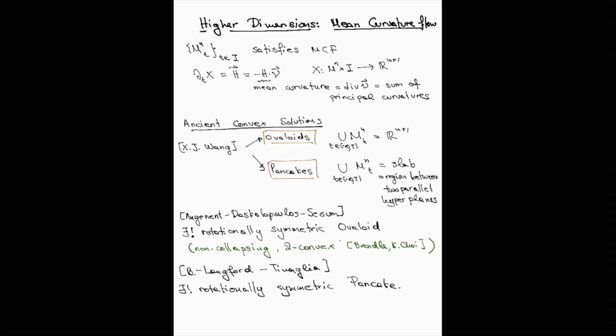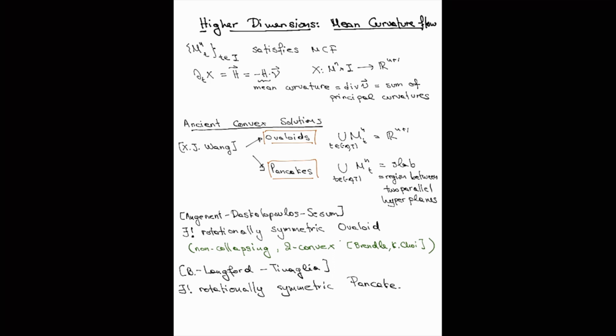For mean curvature flow, we can again look at ancient solutions. They have the same importance: they tell us how singularities look, and by this very nice theorem of Xu-Jia Wang, ancient convex solutions fall into two categories. There are the ovaloids, which are solutions that sweep up the whole space, and there are pancakes, which are solutions that lie in a slab. So when you take the union of all t's, either you cover the whole space, or you are always confined between two parallel hyperplanes.